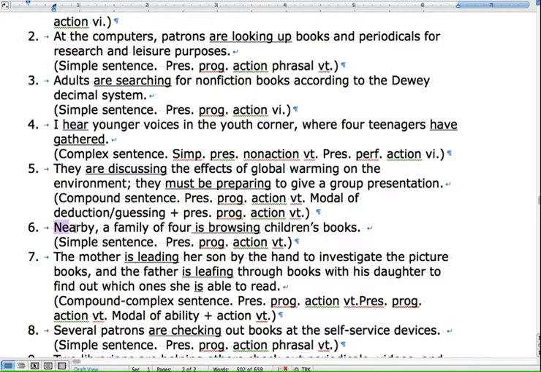Number 6. Nearby, a family of 4 is browsing children's books. This is a simple sentence. It has just one subject, family, and its verb is browsing. This is a present progressive, is browsing. Present continuous. It's an action verb that has an object. It's a VT. The object is books. What's the family browsing? Books.